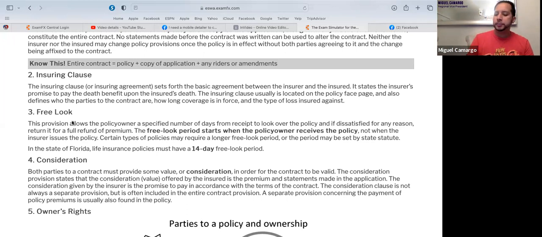So the free look provision is pretty much saying, hey, listen, you deliver the policy to me. I look at it for 2 weeks. If I don't want it, I'm going to send it back and I want my full refund.